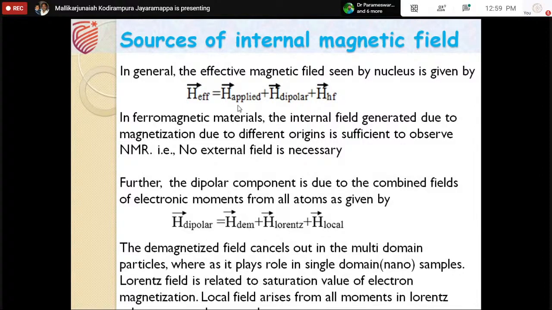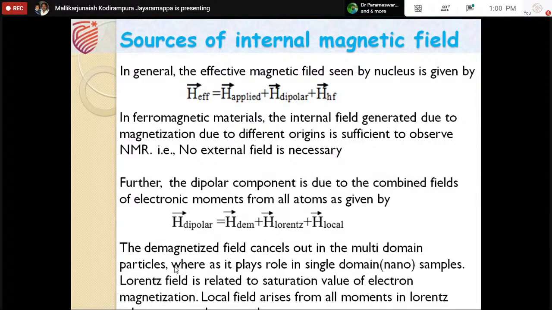Okay, and here this applied field is 0 now. What we are left with is H effective, the magnetic field seen by the nucleus, consisting of applied field, dipolar field and hyperfine field. Since we are not applying any external field, let us neglect this applied field. Let us concentrate on the dipolar field. And this dipolar field again consists of the demagnetizing field, which cancels out in multi-domain particles. Let us come back to this.